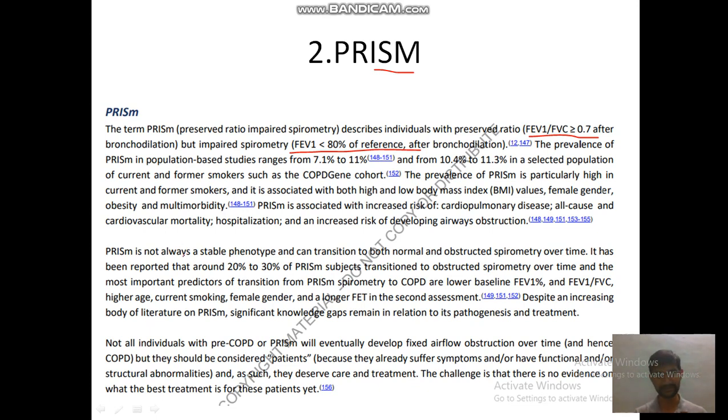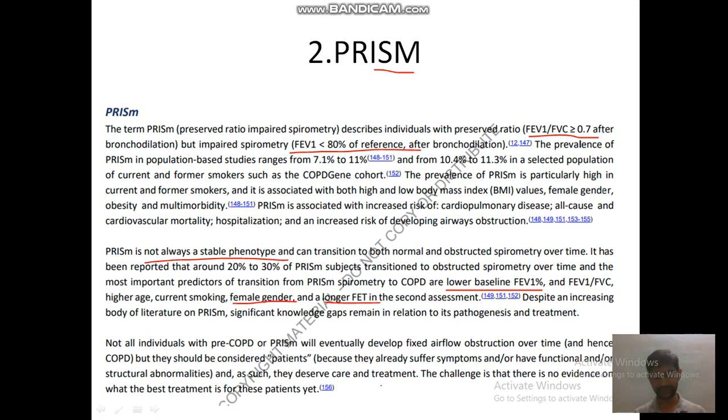The newer thing he says is that it is not a stable phenotype and it keeps on having transitions between normal and obstructed spirometry. So the risk factors which push it towards obstructive spirometry are lower FEV1, female gender, smoking, and longer FET. FET is forced expiratory time. So if the patient has these risk factors, then there are higher chances of developing COPD.